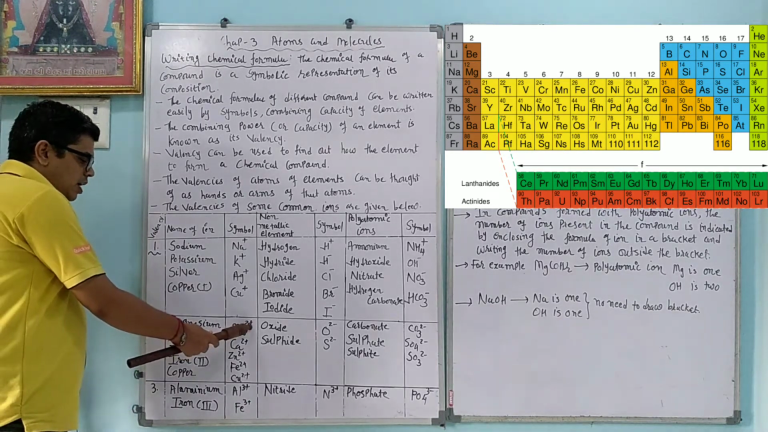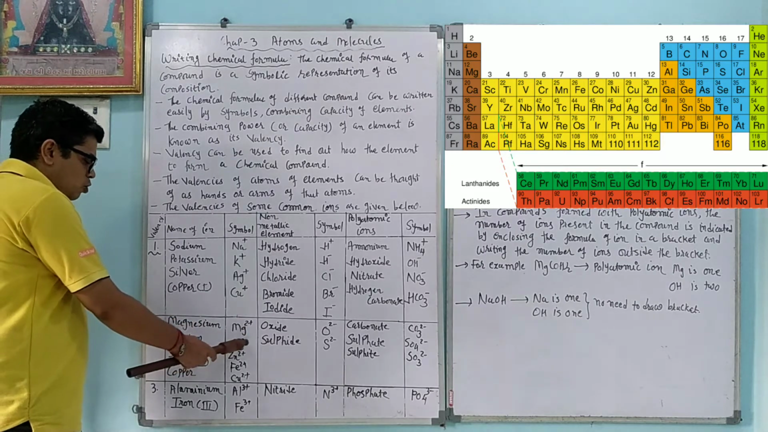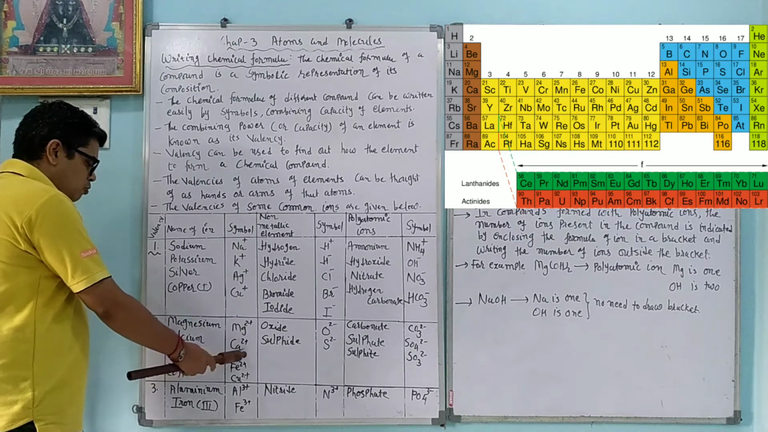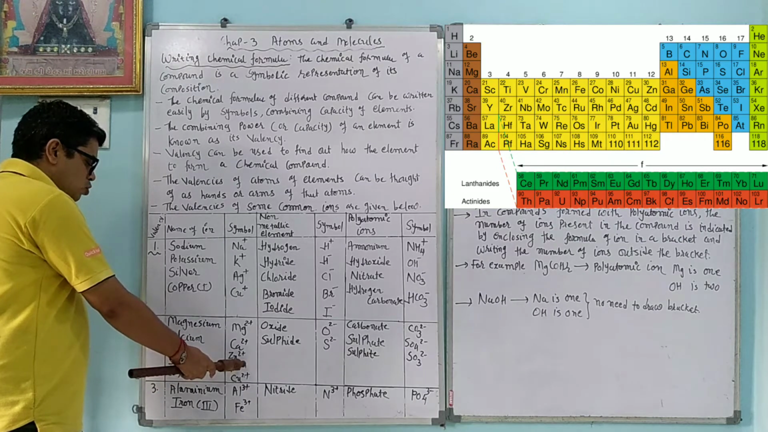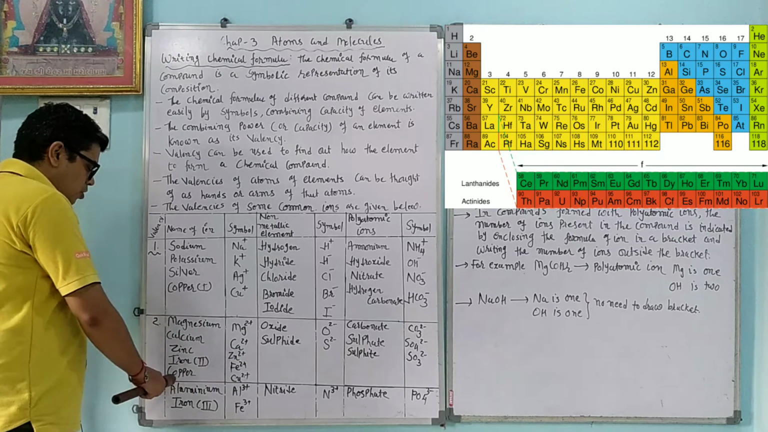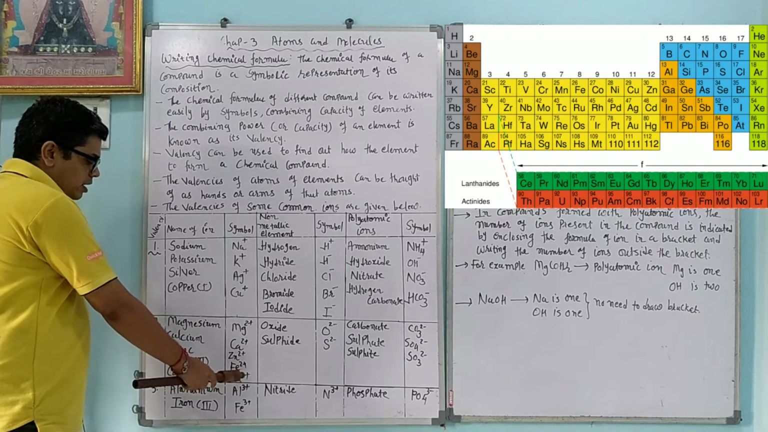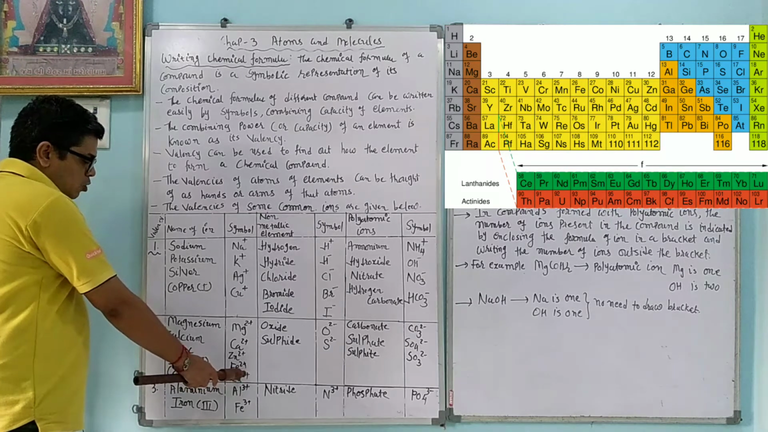Magnesium Mg2 plus indicates 2 protons are more. Calcium Ca2 plus, 2 protons are more. Zinc Zn2 plus, 2 protons are more. Iron Fe2 plus, 2 protons are more, 2 electrons are less. Copper Cu2 plus, it has 2 protons more, 2 electrons less.